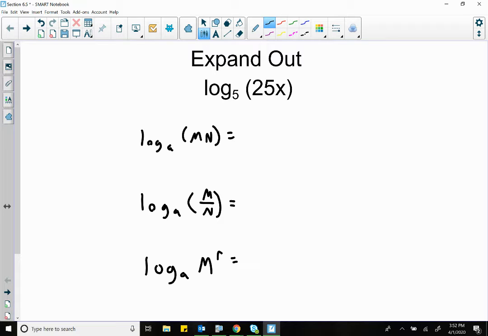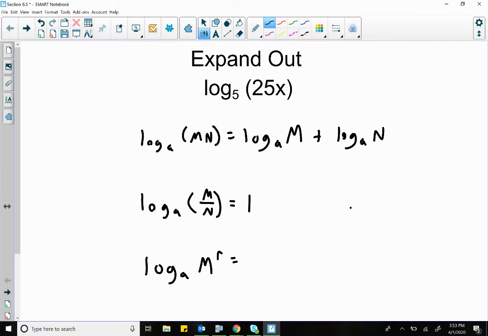So whenever you have two items that are being multiplied inside a log parenthesis, that becomes addition. Okay? So basically, you just separate them out. Log A of m plus log A of n. So multiplication separates into addition, and vice versa. If I have two logs that have the same base that are being added, they come back together and become multiplication. Okay? Well, if multiplication becomes addition, then division becomes subtraction.